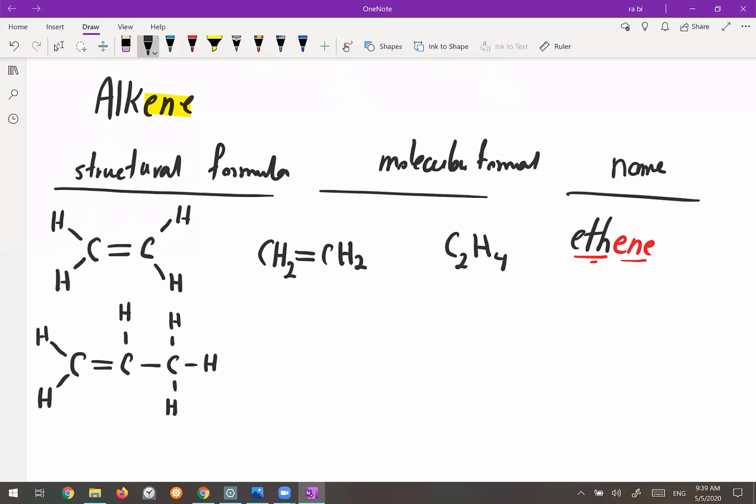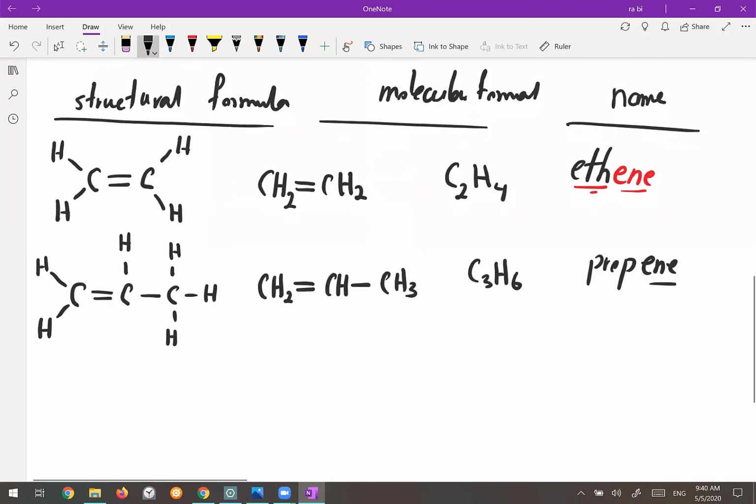The condensed formula for this one is CH2. It has a double bond with CH, and CH has a single bond with CH3. The molecular formula for this compound, you have three carbons, and if you count the hydrogens here, the hydrogens are 6. So it's C3H6. And the alkane with three carbons was propane. Here it becomes propene, E-N-E at the end.